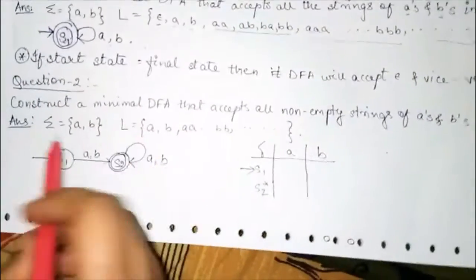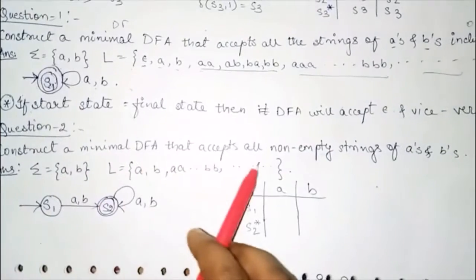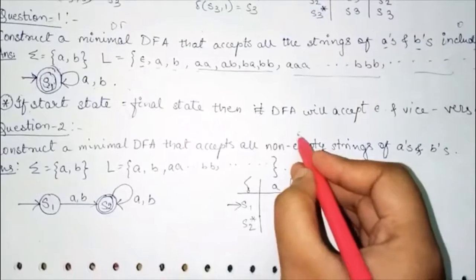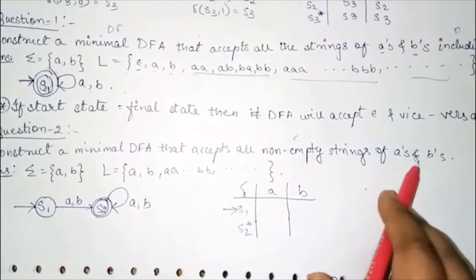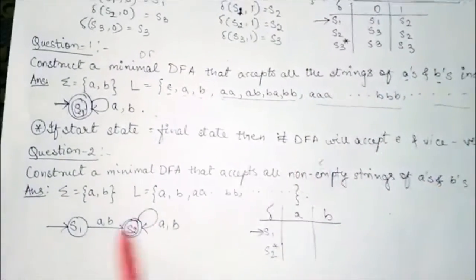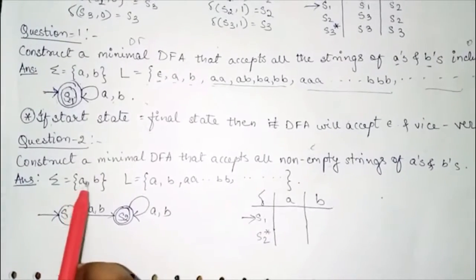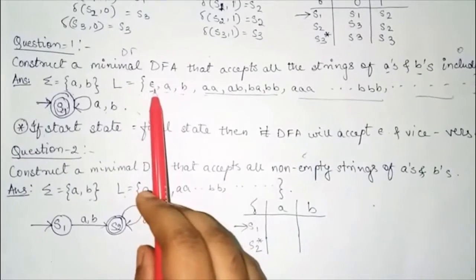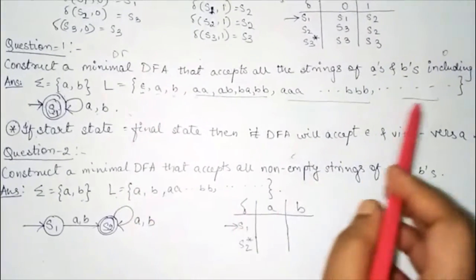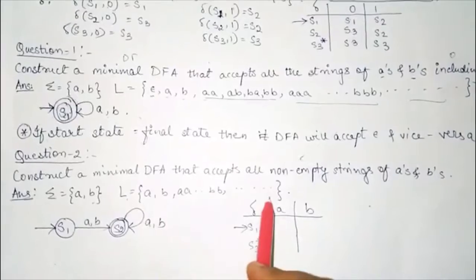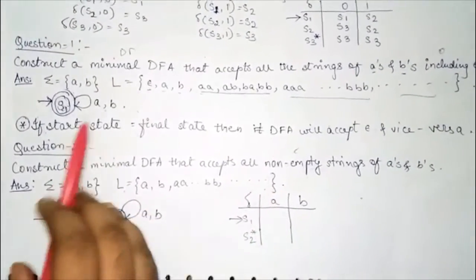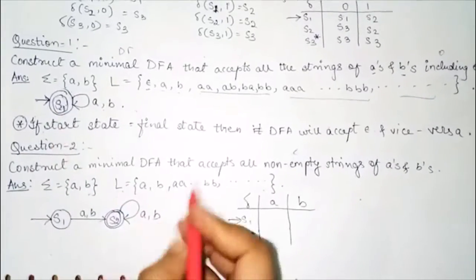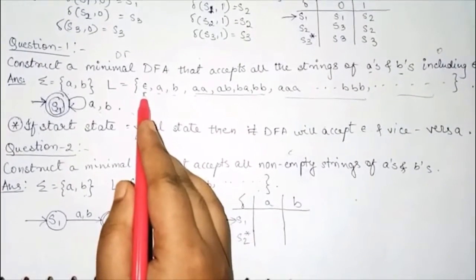Then next question, construct a minimal DFA that accepts all non-empty strings. Non-empty strings means epsilon is not included, of A's and B's. Similar to the previous, sigma is A comma B, then for the language, we do not include epsilon here, and the rest of it is the valid language. So here my start state is not equal to final state because I am not accepting epsilon here.